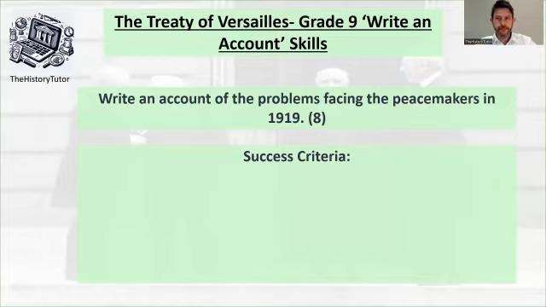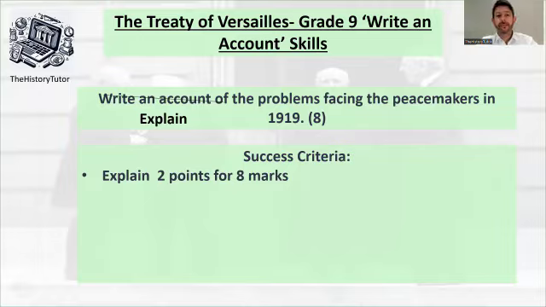Okay, so had a bit of a think. So here are some of the things you need to think about for this question. So firstly, it's an explain question. Write an account is a bit of a confusing phrase. So do just think of the word explain. So you've got to explain 2 points for 8 marks. Now, the write an account bit is fairly useful, as I'll talk about in a moment, but generally just think of this as an explain question.